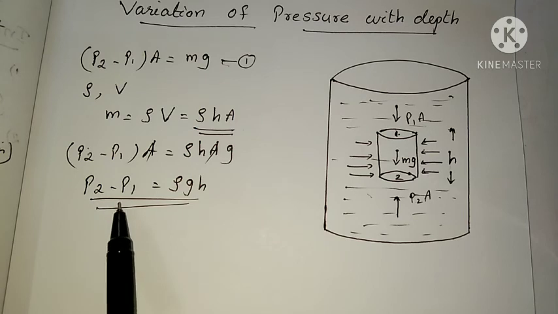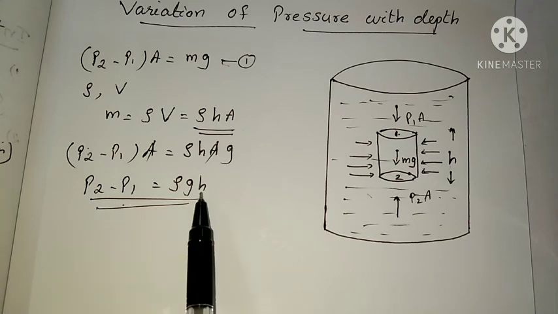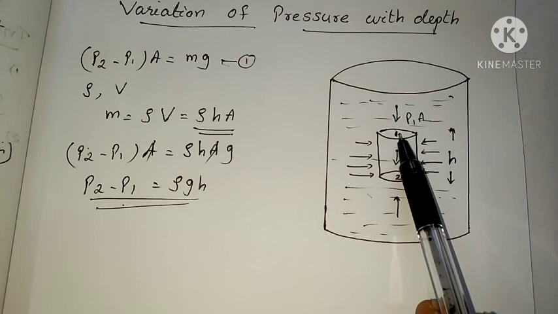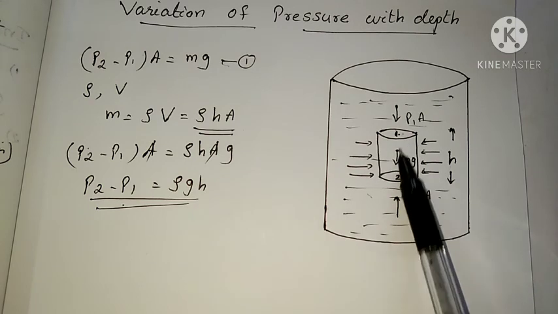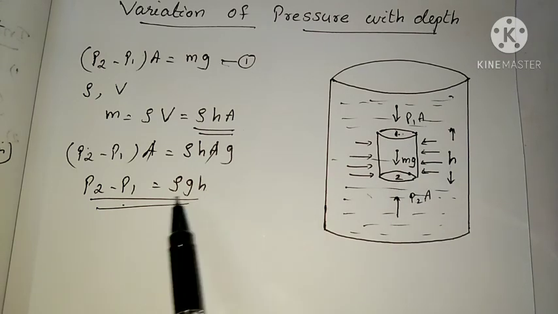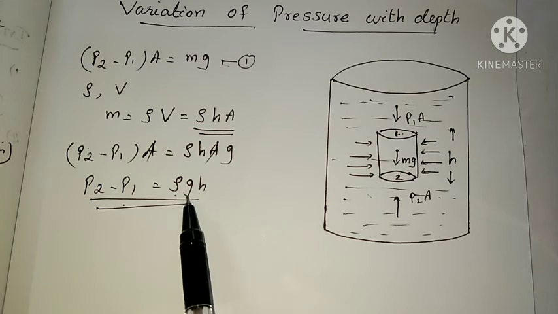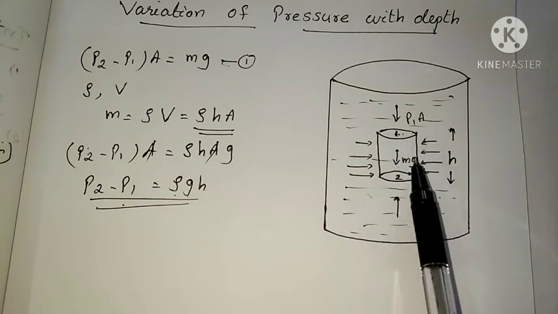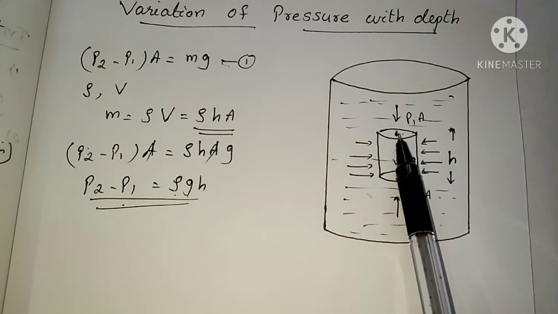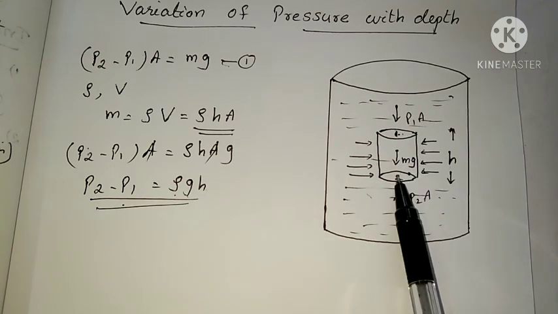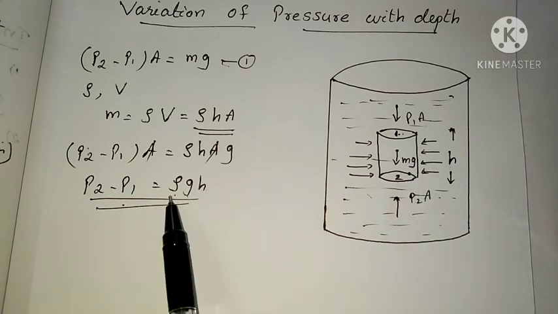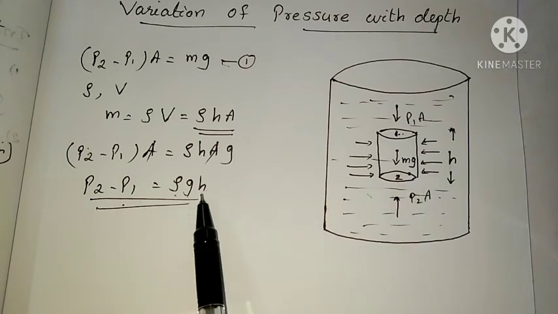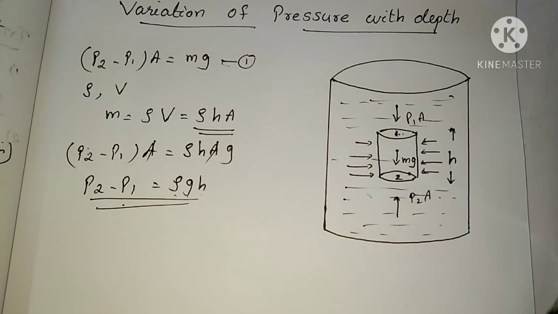So this pressure difference depends on the vertical distance h between the points 1 and 2. That is the height of the fluid element, the density of the fluid, and acceleration due to gravity. So by considering this fluid element, we find out the pressure difference between the top of the fluid element and the bottom of the fluid element. That pressure difference depends on rho, G and H. H is the height of the fluid element.